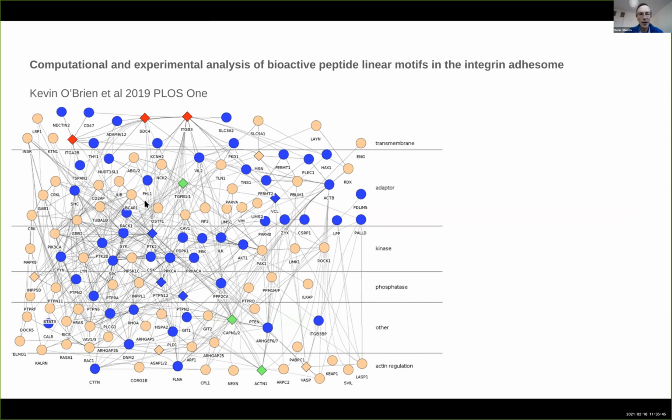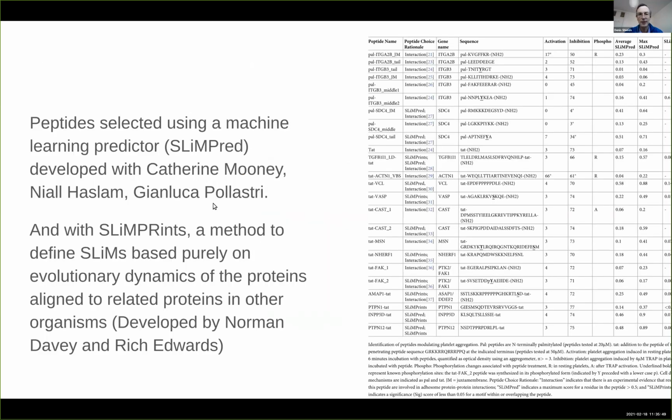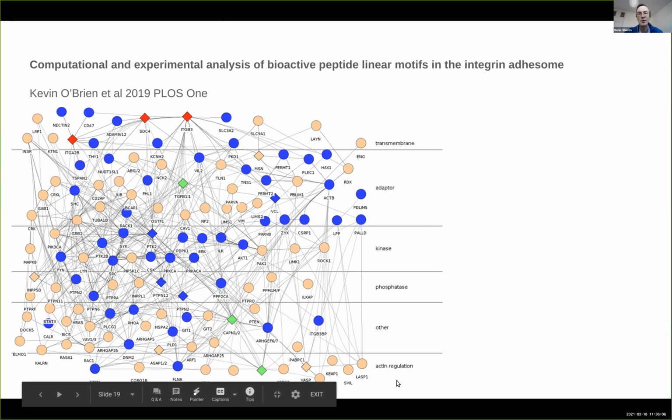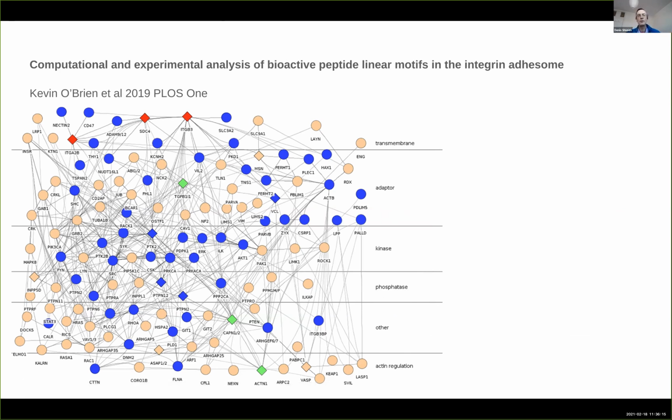So this is a kind of horrible hairball network representation. There's been a bit of an attempt by Kevin's software here to make sense of that by putting in some kind of order, like the things that are in the membrane or outside the cell there, and then the things that are adapters and things that are kinases and things that are phosphatases and other here, and actin regulators here. But to be honest, this layering is not even a natural physical layering. So it's just some way of trying to reduce the information down.